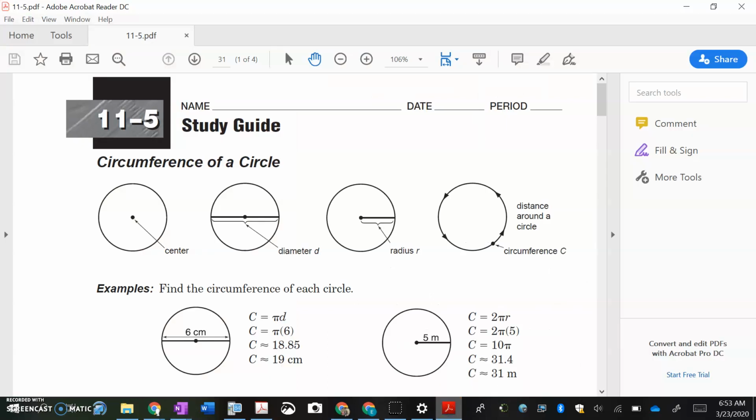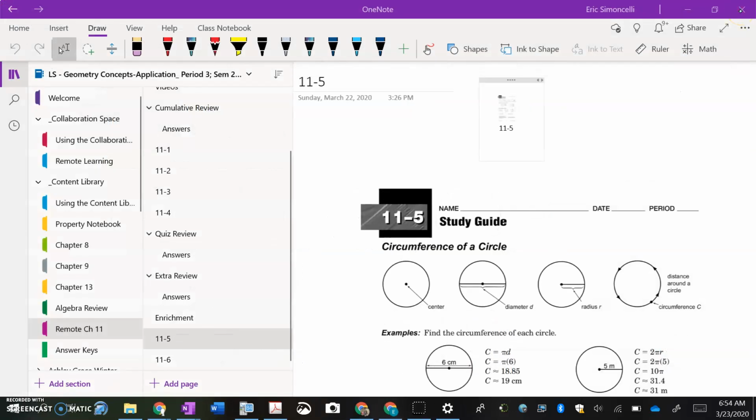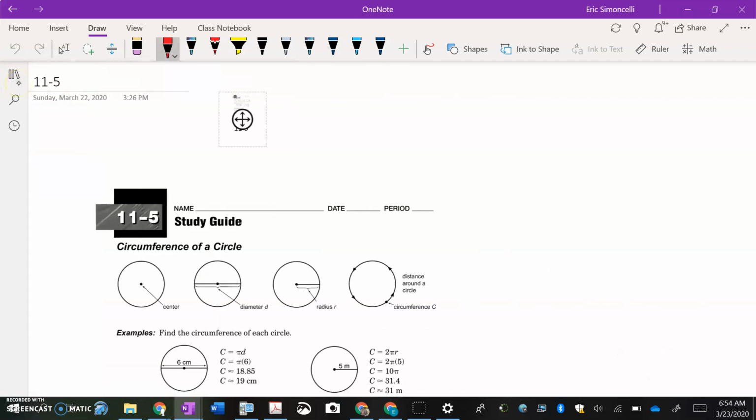You can print that off. If you can't print it off, you could get out a sheet of paper and start jotting things down in advance. Whether you use the PDF or not, it can set you up quite nicely for note-taking. All right, so let's take a look. Section 11.5. Title of today's lesson is Circumference of a Circle.